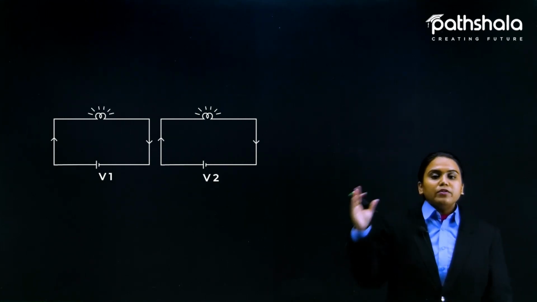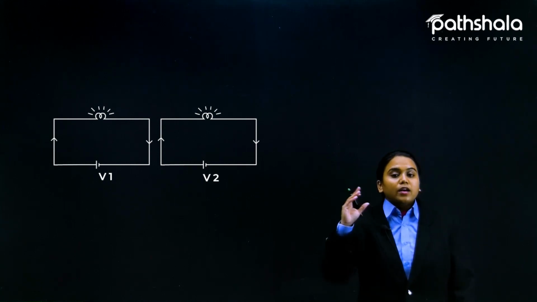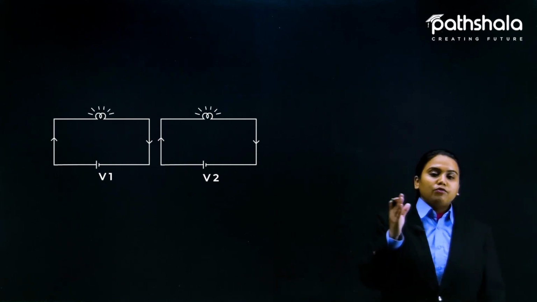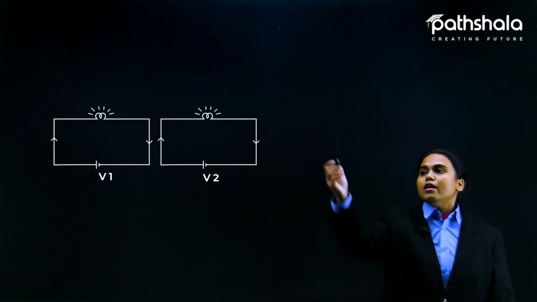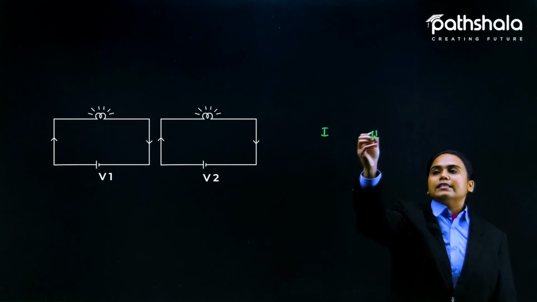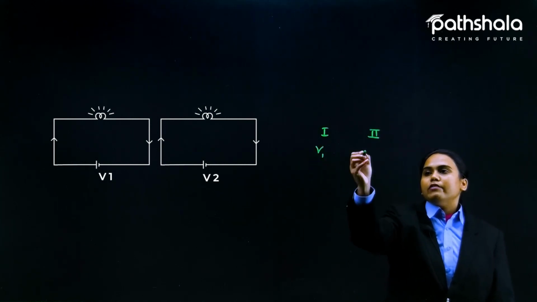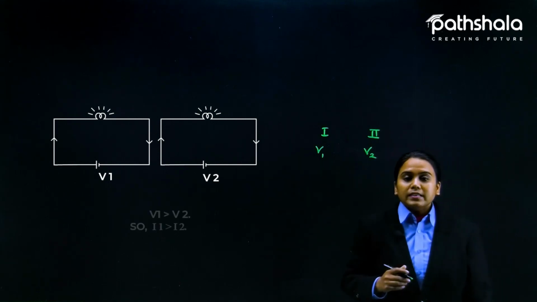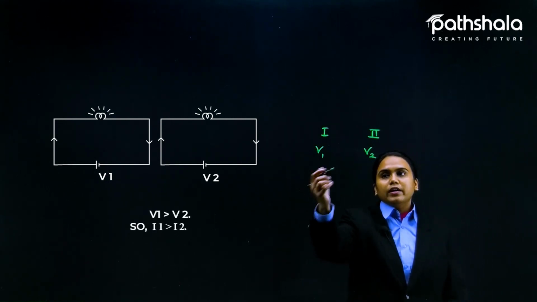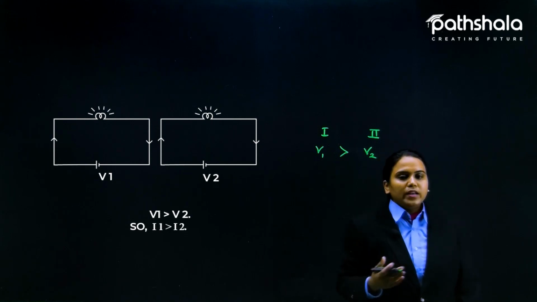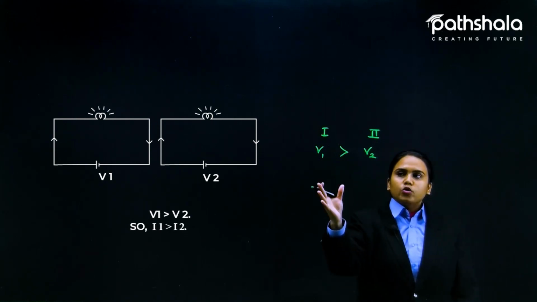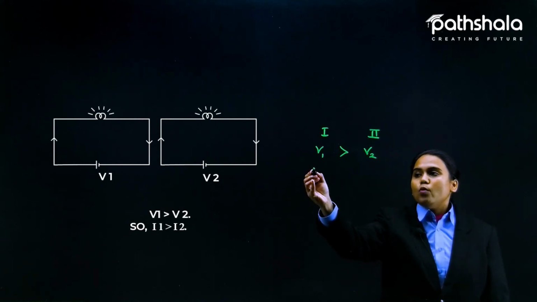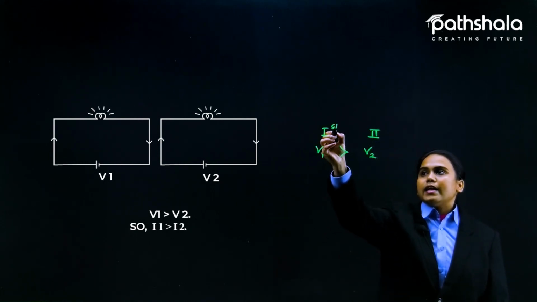But in the first case we can say that the current flowing is different from the current flowing in the second case. Let's suppose in the first case we are having V1 and in the second case we are having V2. Now, in the first case, according to V1, let's suppose V1 is considered to be greater than V2. So here the current I1 in the first case and the second case.